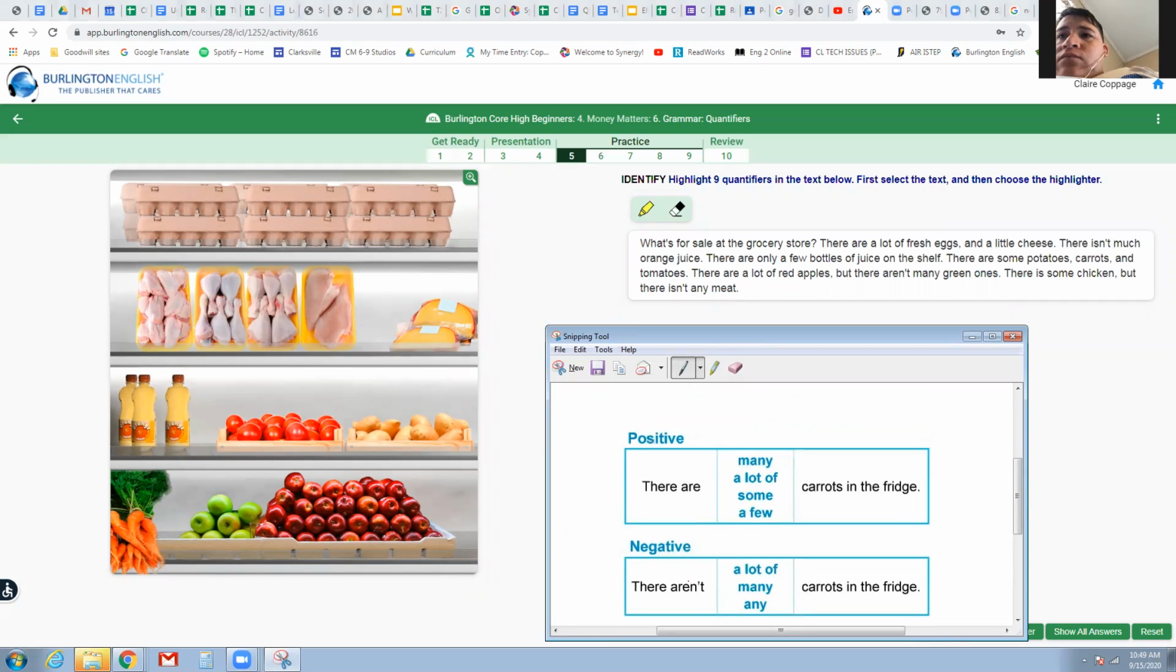Do we have any of these words in that sentence? Tenemos quantifiers en esta oración. What's for sale at the grocery store? So la pregunta, buscamos esas palabras azules en el texto. So vamos a ir paso y paso, oración por oración. So dime, ¿hay palabras de quantifiers en la primera oración? ¿Sí o no? No. Okay.